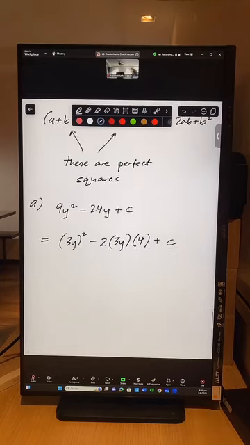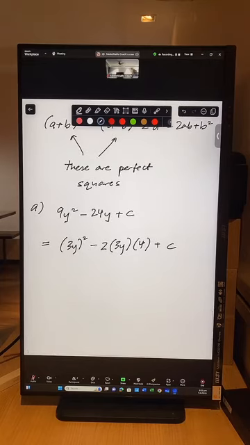Okay? So I realize now that this is 4 and this is c. My c is supposed to be my b square, right? So if this is b, my b square will be 16. So my c is 16. Do you all get it? So your c should be 16.